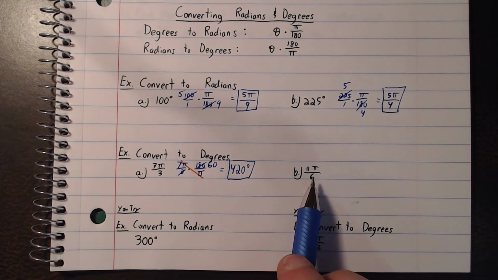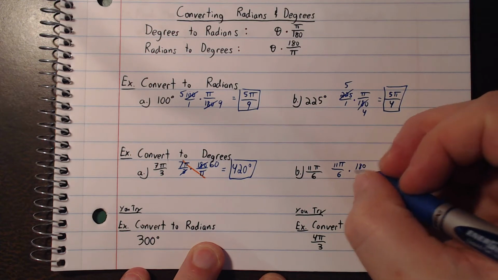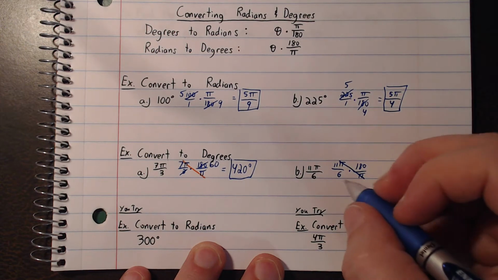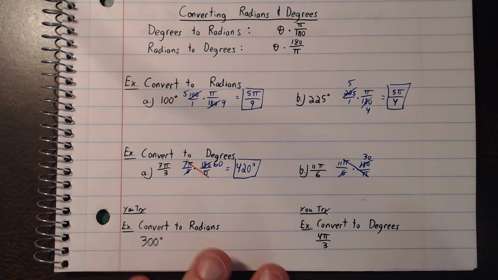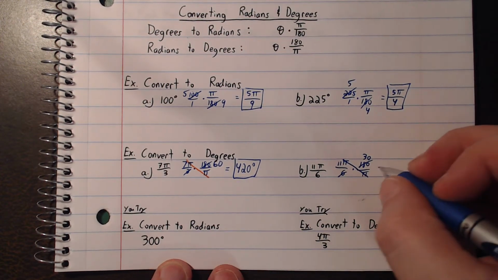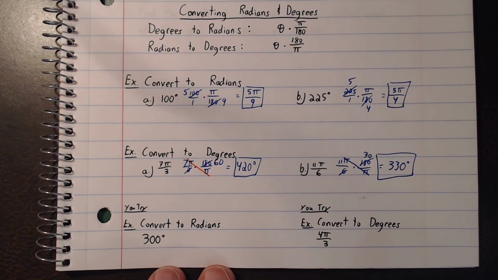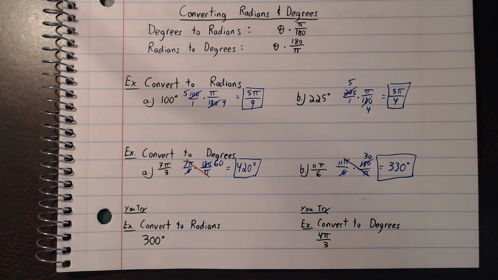Our next example, 11 pi over 6. We're going to multiply by 180 over pi. First, our pi's eliminate. 6 and 180 are both divisible by 6, leaving us here with 30. And then we multiply 11 times 30, which gives us 330 degrees. So there are two for you to try. This one is convert into radians, and this one is convert into degrees. Make sure that you use the correct formulas for that. Pause this video and try it out, and then resume when you're ready to check.